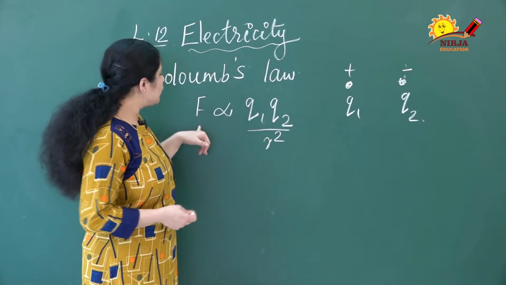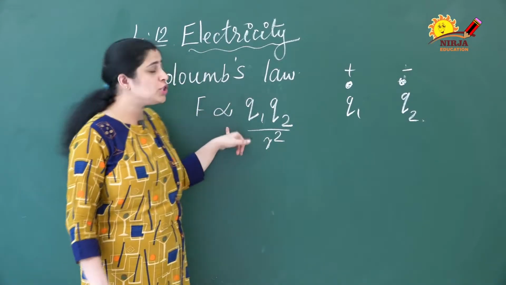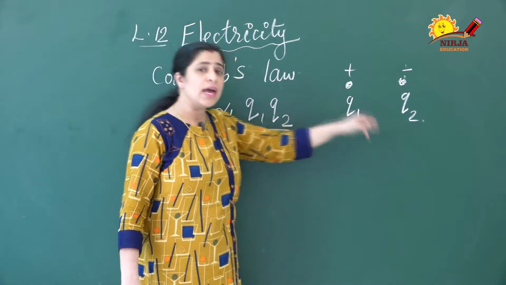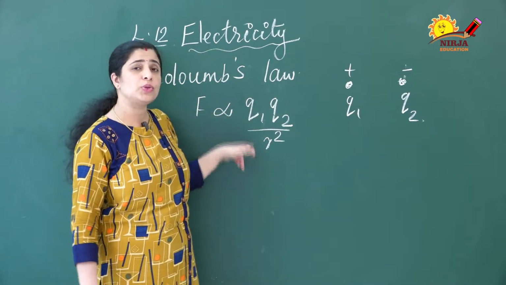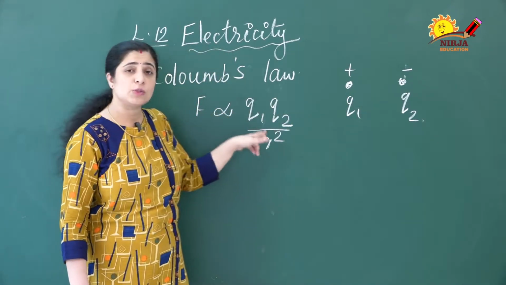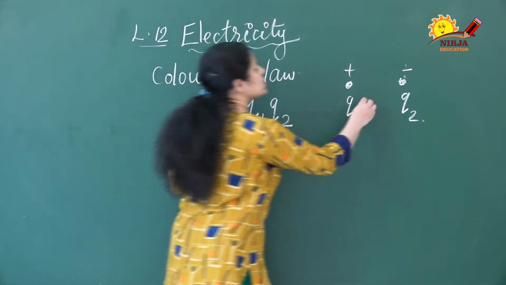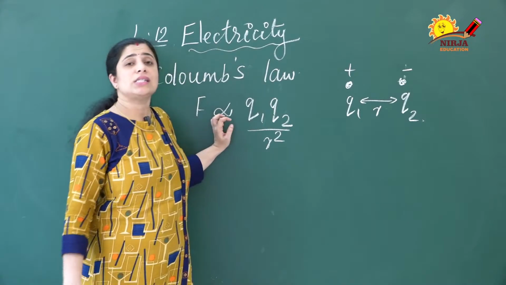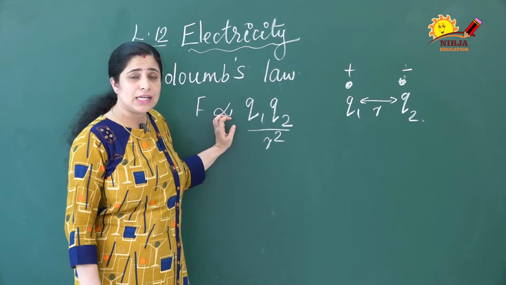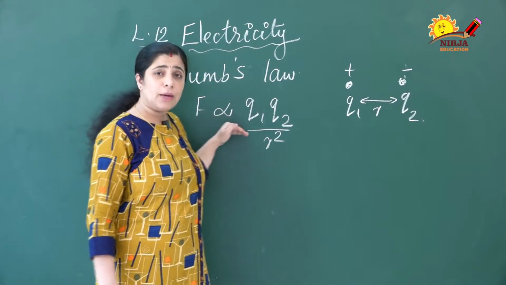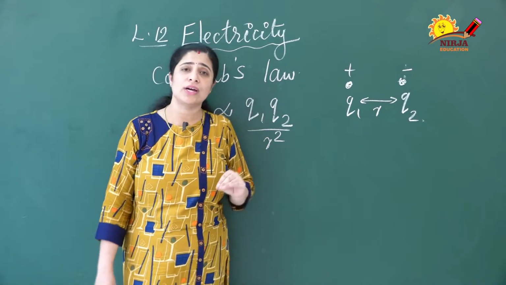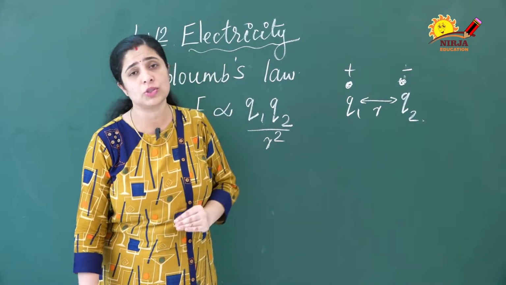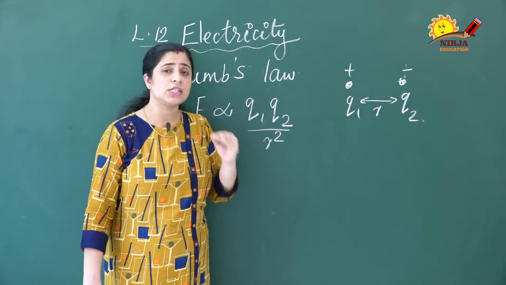And due to that, some force will be acting between these charges, and the equation for this force is that the force is directly proportional to the product of the charges and inversely proportional to the square of the distance between the charges. The distance between the charges, we are taking as R. So this is the statement for Coulomb's law. The force is directly proportional to the product of the charges and inversely proportional to the square of the distance between them.